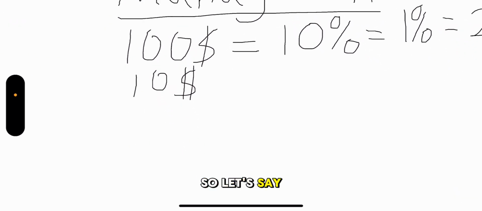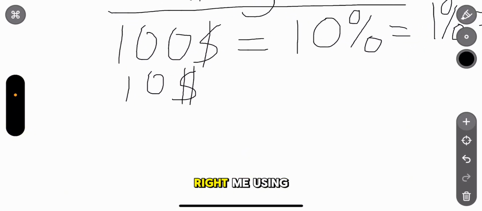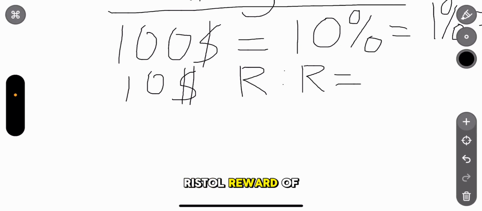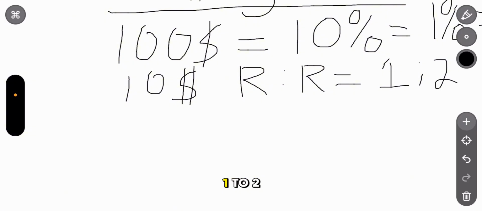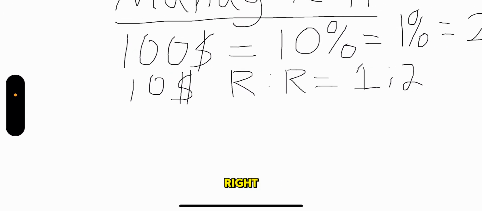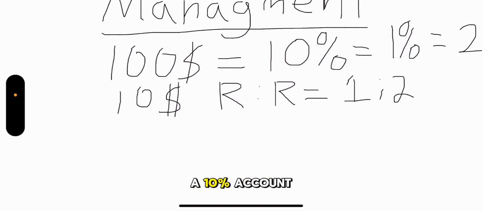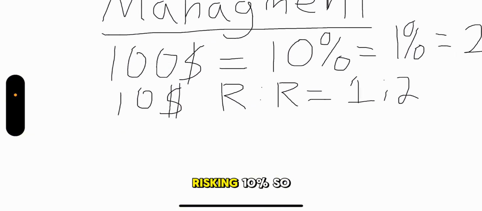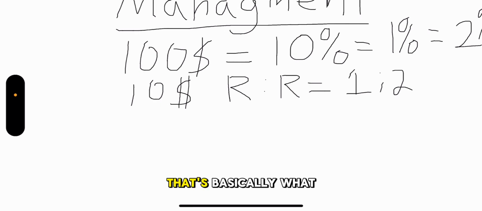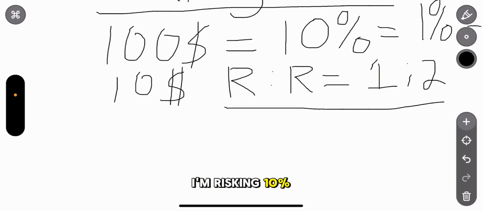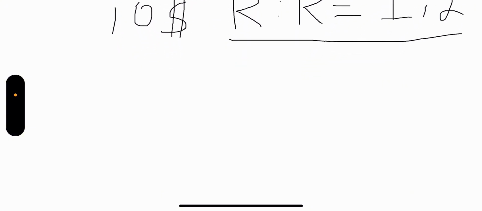So let's say out of 10%, right, me using a risk to reward of 1 to 2, right? That's kind of drawn off, messed up, but okay. So a 1 to 2, right? Risk to reward on a 10% account. On a $100 account, risking 10%. So I'm risking 10% to potentially make 20%. That's basically what it's saying right here. I'm risking 10% to make 20%. Okay?